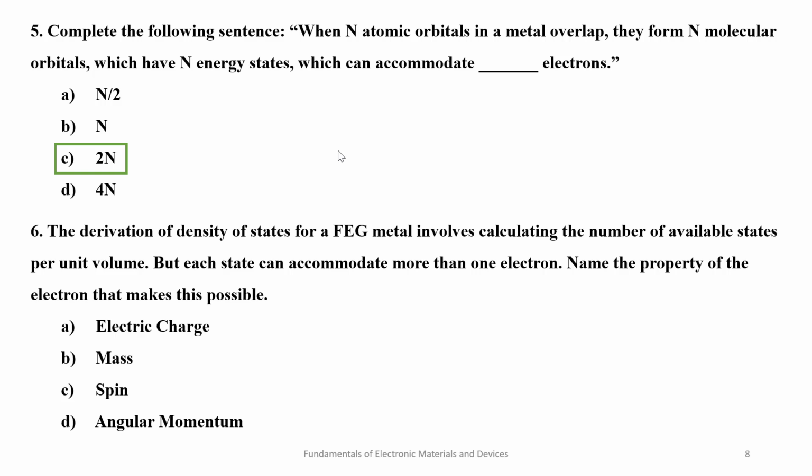So basically, Pauli's exclusion principle tells that no two electrons in an atom can have the same four quantum numbers. So finally, at least the spin, they should have opposite spin. So while deriving the density of states for an FEG metal, we need to calculate the number of states available per unit volume. And the calculation is based on the fact that electrons of opposite spin should be accommodating these available states.